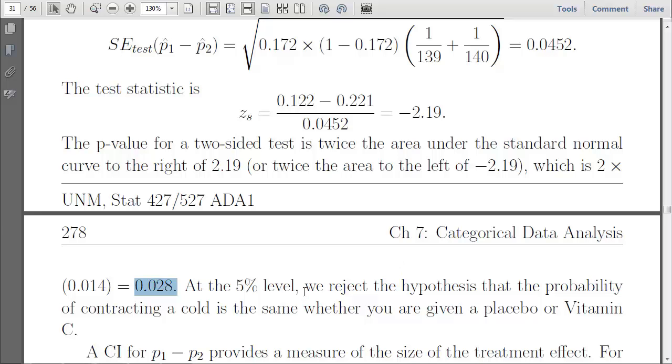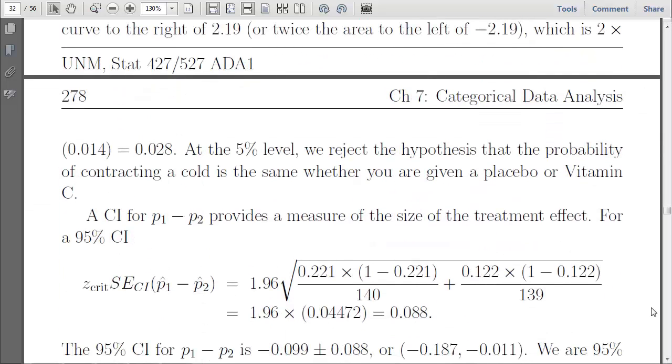Therefore, we state our conclusion in words and then in the context of the problem. So we reject the null hypothesis in favor of the alternative, concluding that the probability of contracting a cold is different for the placebo and vitamin C groups.